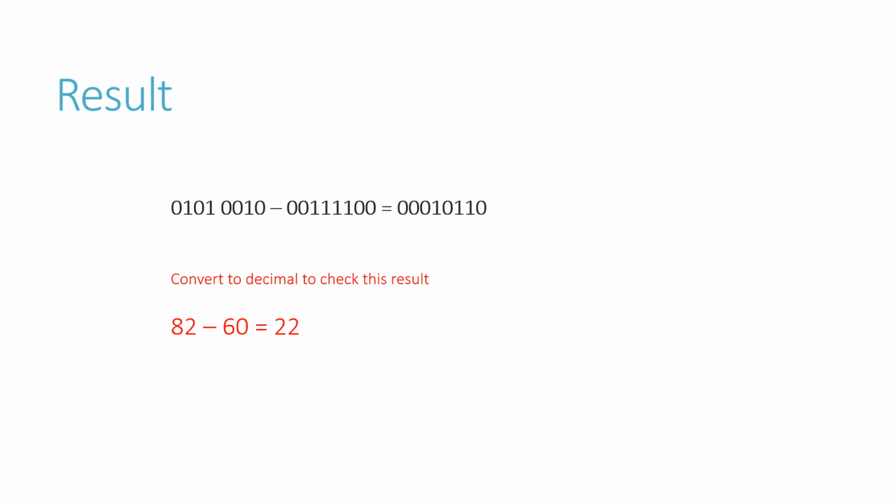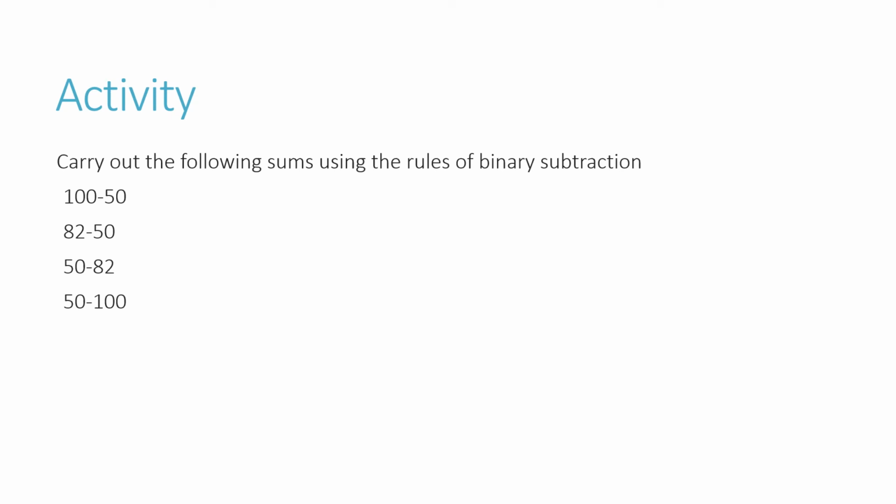So I hope you've got the hang of using these 6 rules of binary subtraction. For some of you that will be the easiest and simplest way to carry out binary subtraction. And here are some sums for you to have a go at. Convert all of these decimal numbers into binary and then carry out the subtraction using the rules of binary subtraction.